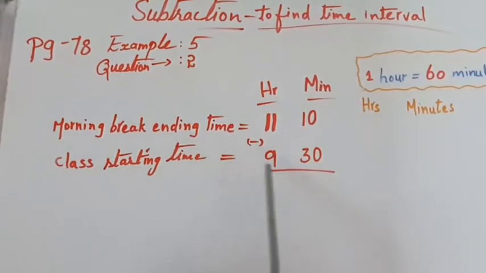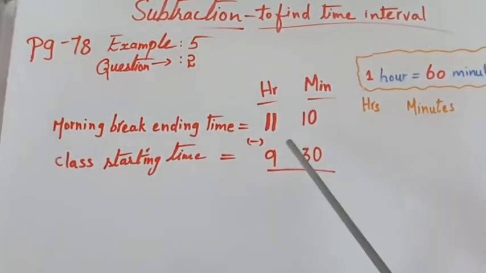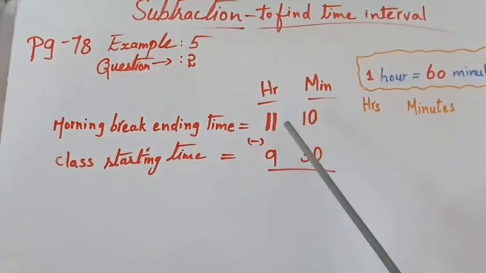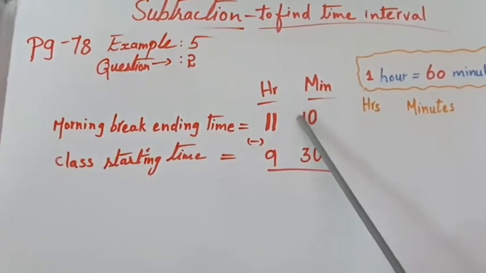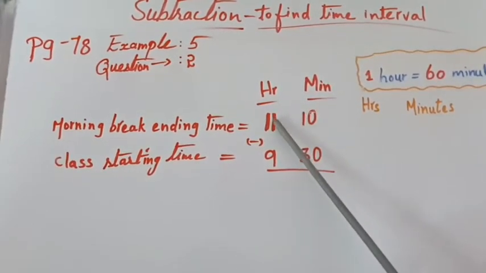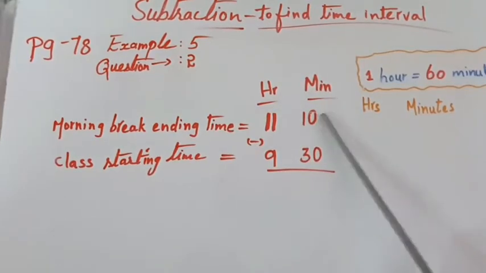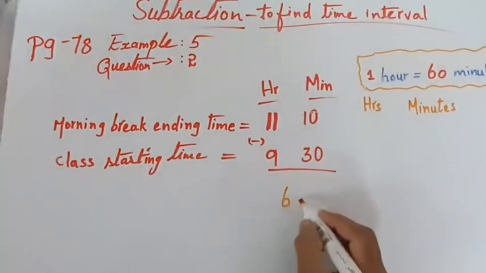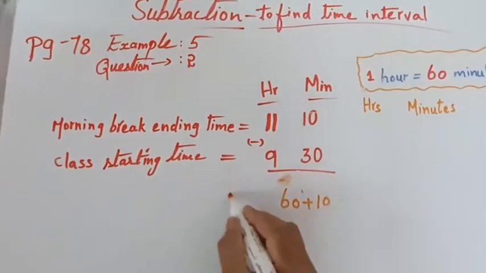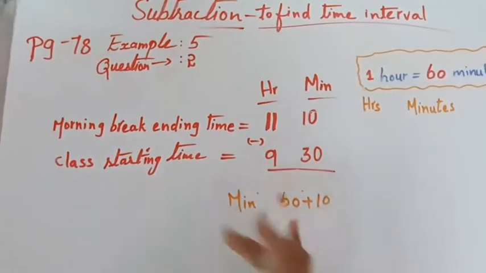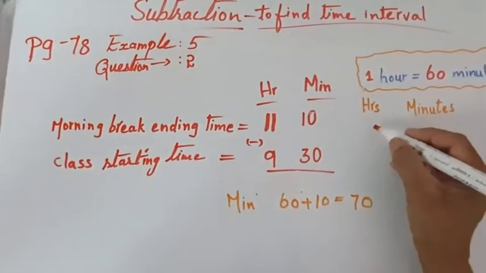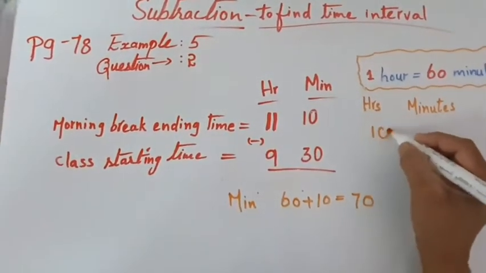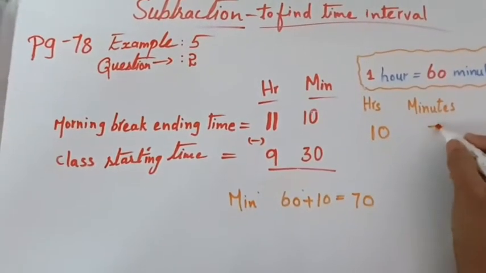Let us follow here. Look at children here. We have to write in this method. So here we have to regroup, isn't it? So we have to take 1 hour from 11 hours, and then regroup it with 10 minutes. Let us see how. 60 plus 10, okay, it is 70 minutes, and here the remaining is 10 hours, isn't it? So we have to write here 10 hours and 70 minutes.